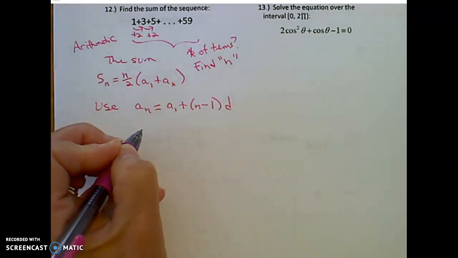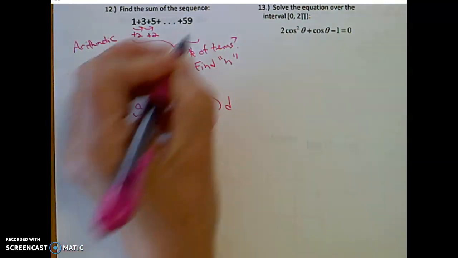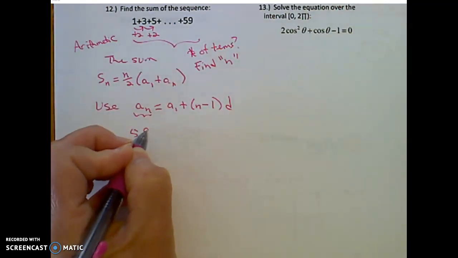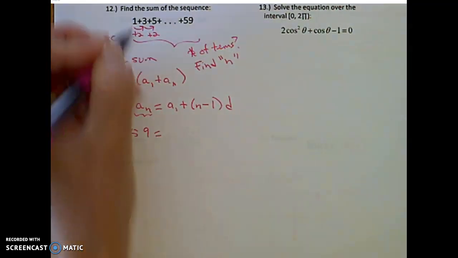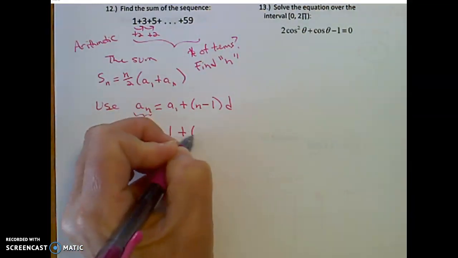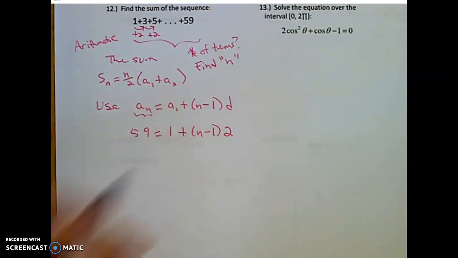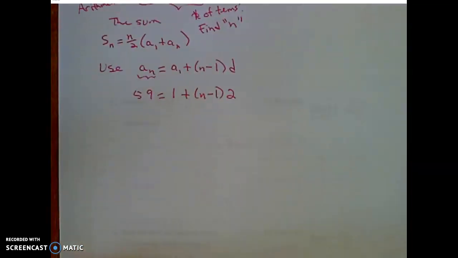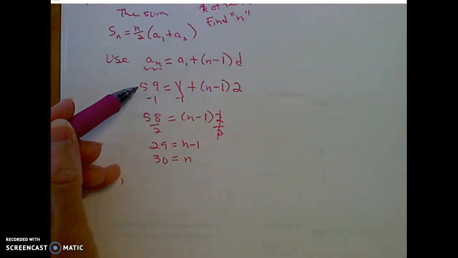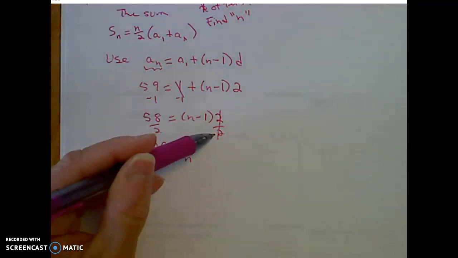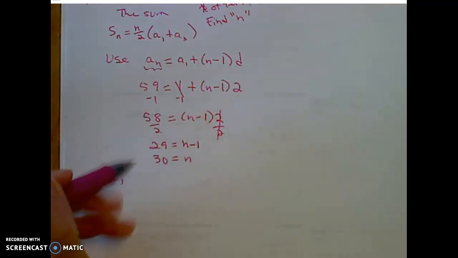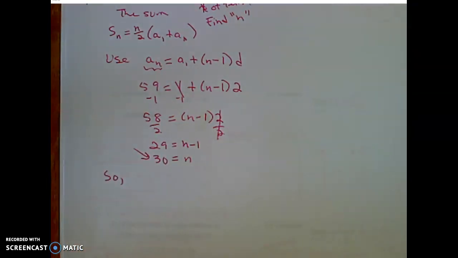Let's plug in what we know. The nth term, 59, is equal to the first term, I know it, which is 1, plus I need to solve for n minus 1 of those common differences, which is 2. Take a moment and solve that as I do. Okay, solving. Divide both sides by 2, n minus 1 equals 29. I get the number of terms is 30.